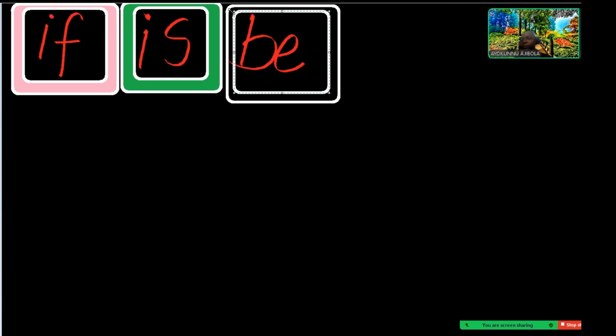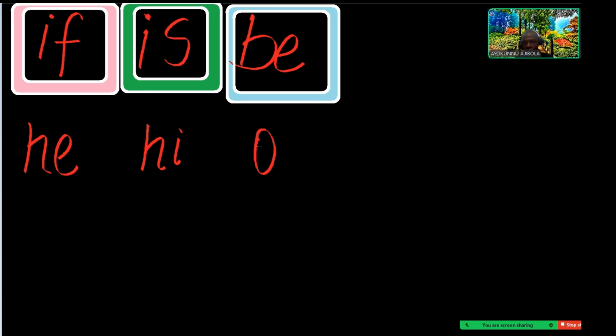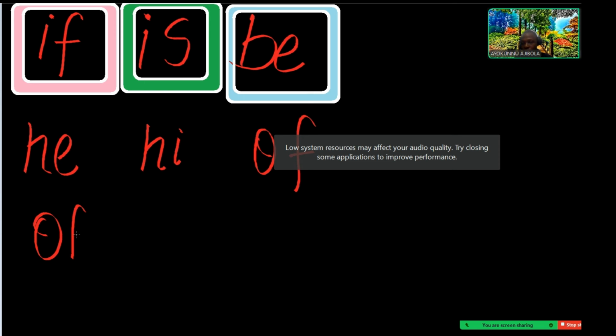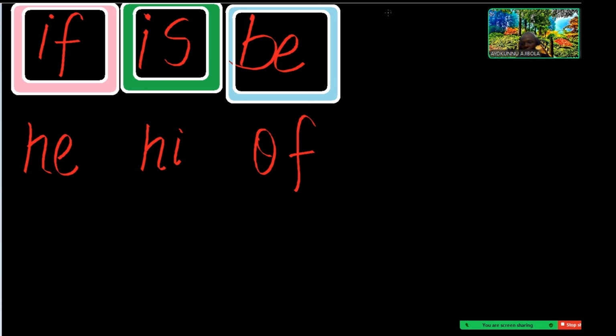Yes, what is this? B. B. So we have more words to look for that we have not written. Let's say we want to write this one, and this one, and this one, and another one here. Okay, I've written this one, so here is another one, say this one, this one. Okay.